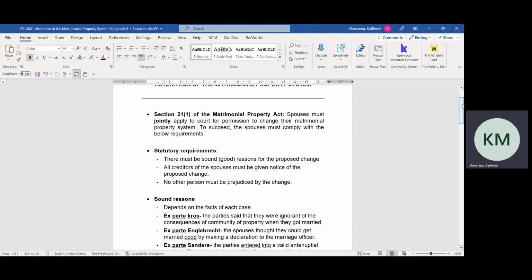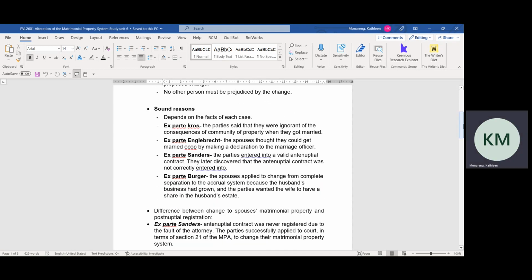To succeed, the spouses must comply with the following statutory requirements. Firstly, there must be sound or good reasons why the parties want to change their matrimonial property system. Secondly, all creditors must be given notice of the proposed change. These creditors are any creditors who are owed 500 rands and above. Thirdly, the spouses must show that no other person or third party will be prejudiced by the change.